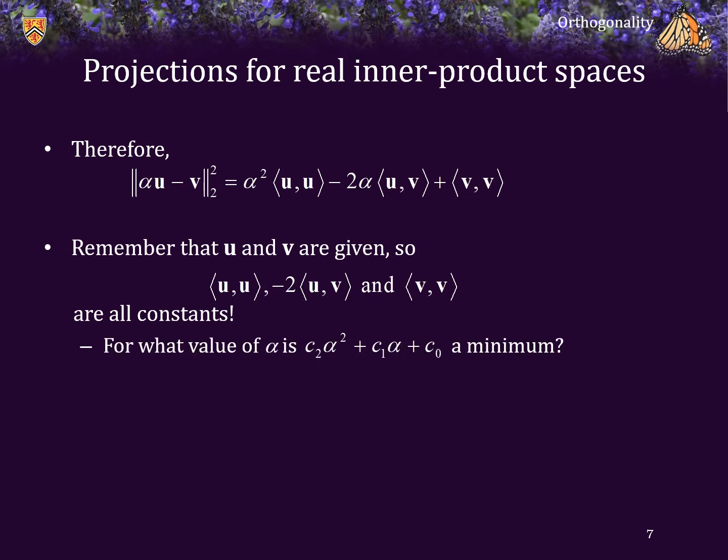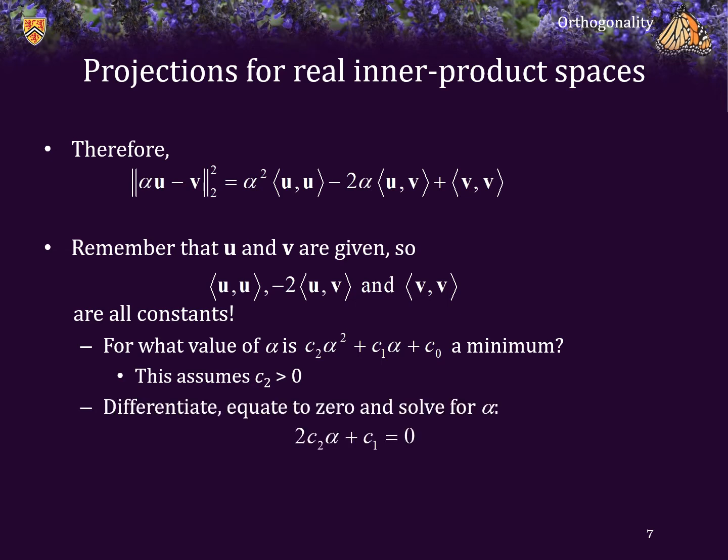So, for what value of alpha is this particular polynomial a minimum? Now, of course, to have a minimum, a polynomial must be concave up, and therefore C2 must be greater than 0. That's okay because in the above polynomial, the coefficient of alpha squared is the 2 norm squared of u, which, if u is not the 0 vector, is strictly greater than 0.